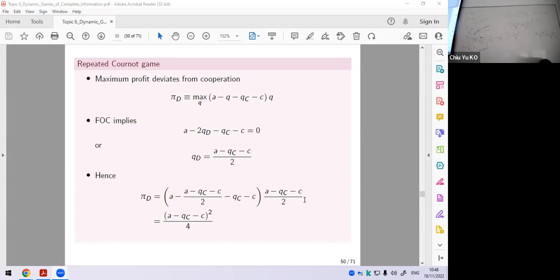So let me write down here. It's like CC, CD. There's no change about DD, which is (A minus C) over 4. Oh, 9. 9 squared.